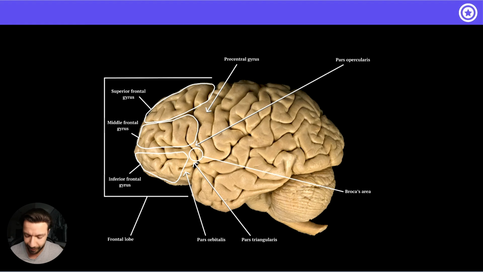So now let's just verify these. We have that frontal lobe, that inferior frontal gyrus, middle frontal gyrus, superior frontal gyrus, our precentral gyrus, our pars opercularis, our pars triangularis, orbitalis, and of course, Broca's area.